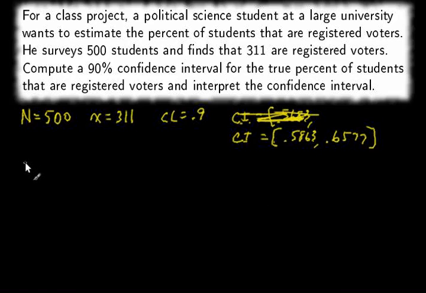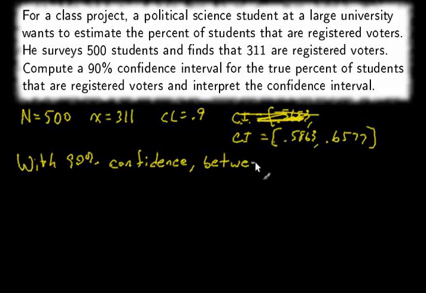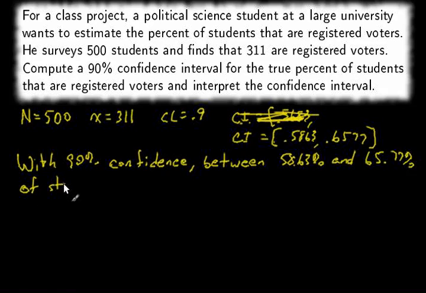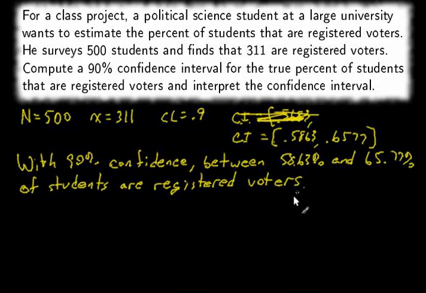Okay, and the interpretation is that we can say with 90% confidence between 58.63% and 65.77% of students are registered voters. That's one way to say it.